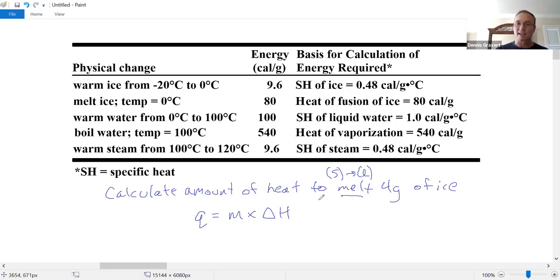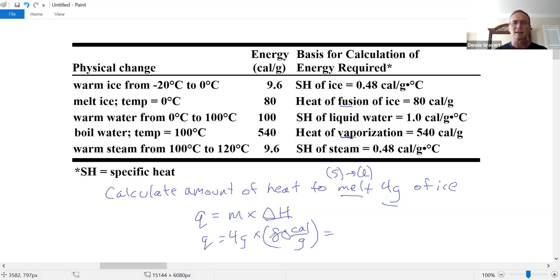Q is M times delta H. But which delta H? Well, we're melting it from solid to liquid. Any vapor around here? No, there's no gas. Okay, then it's the other one. It's the fusion one, the heat of fusion. And the conversion factor is 80. So for delta H, it's 80 calories per gram. Multiply it times the mass. Where is that? It's right here, 4 grams. And that gives us our value of heat, which is called Q.